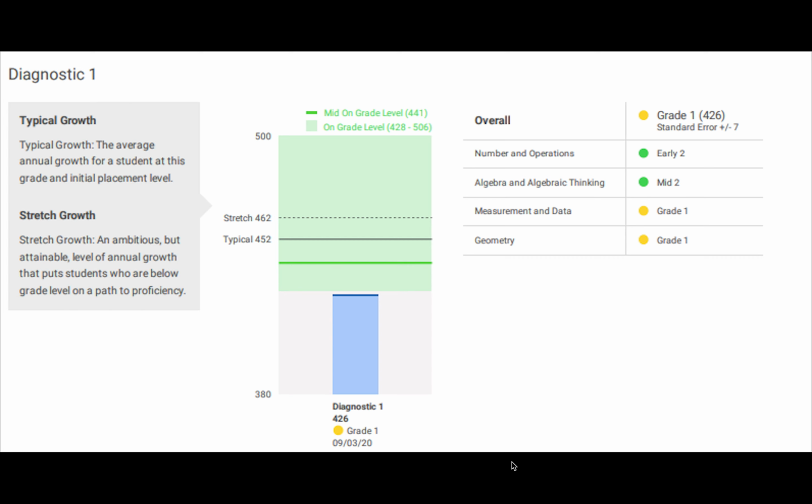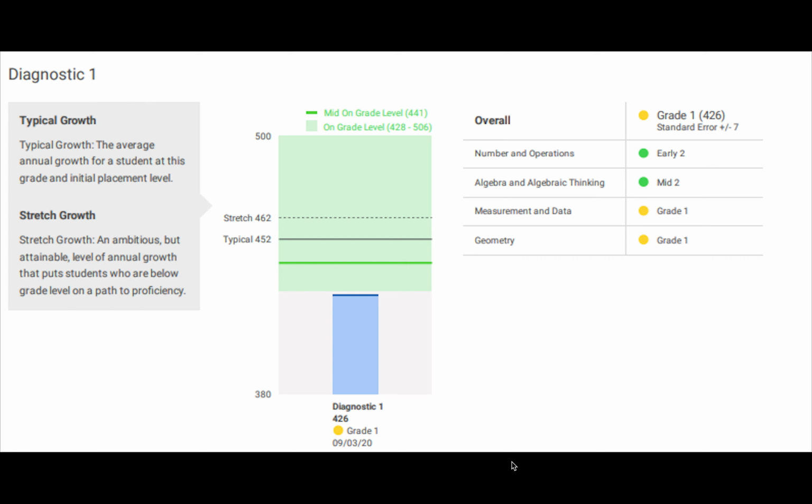There's also a solid black line called the typical growth line and a dotted line called the stretch growth line. The typical growth line is where your student might score by the end of the year. So the average annual or yearly growth for a student at this grade level and their initial placement level on this first diagnostic, where they might end the year as they continue to grow. And the stretch growth line, the dotted line, is an ambitious but attainable level of yearly growth, a goal for students that would put students who are below grade level on their path to proficiency, so to get them closer to proficiency as we continue on.